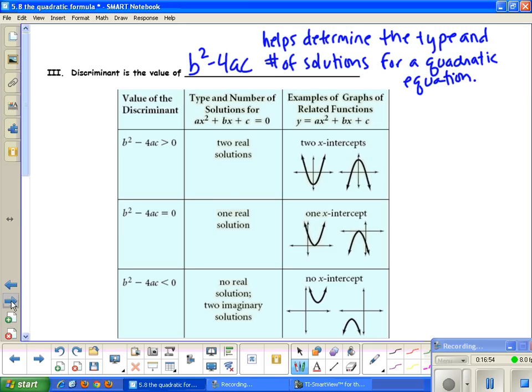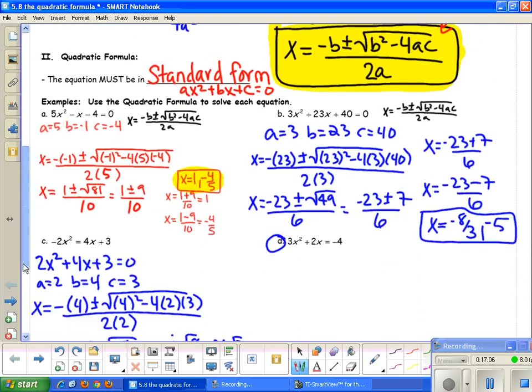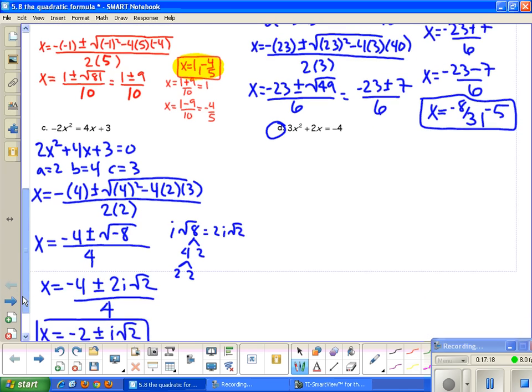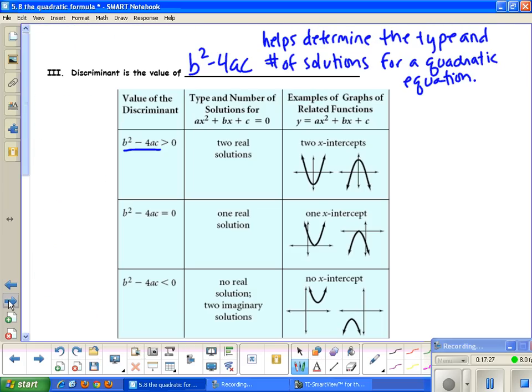So the type of solutions is either a real solution or imaginary solution. So when our discriminant is greater than 0, if we go back to those other problems, the discriminant for A that we did here was root 81, so 81 was the discriminant. So it was positive, and notice that my solutions were real. And if we go to this last problem C that we just did, the discriminant here was negative 8. Because it's negative, notice I got two imaginary solutions. So that's what I'm talking about when I'm talking about the discriminant.